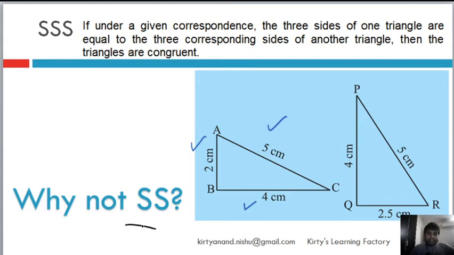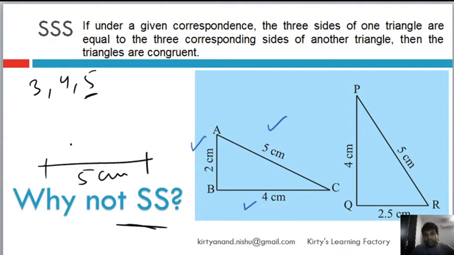Now why not SS? That is also a fair question, that if SSS, why not SS? I will tell you. Let's say 3, 4, 5 is the side. Let's fix one side. Let's fix 5. So 5 I have fixed here. It is a 5 centimeter. Now I will cut one arc of 4 from here. It will go like this, and I will cut one arc of 3 from here, and it will go like this. It will intersect here, and I will get my triangle like this.